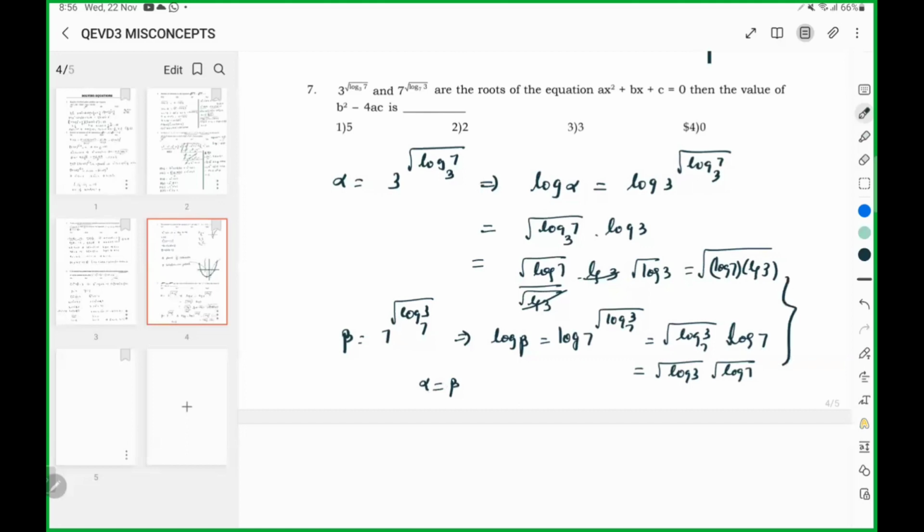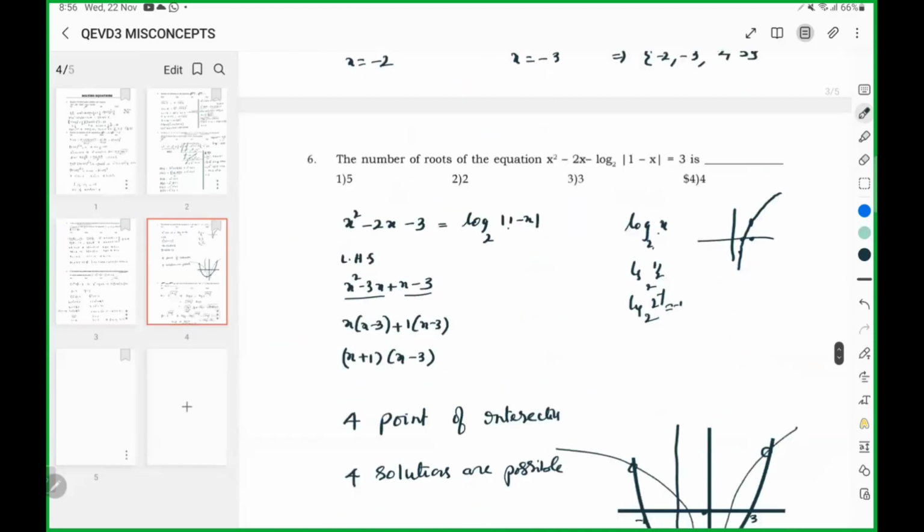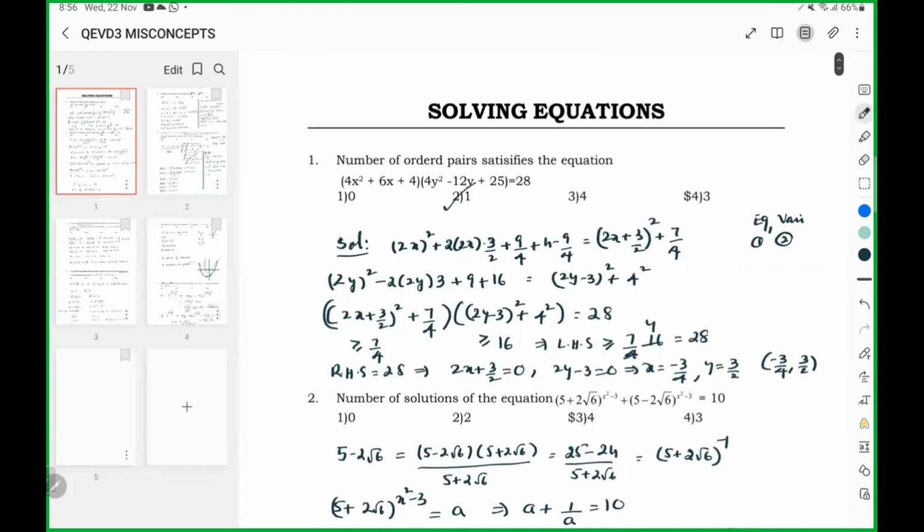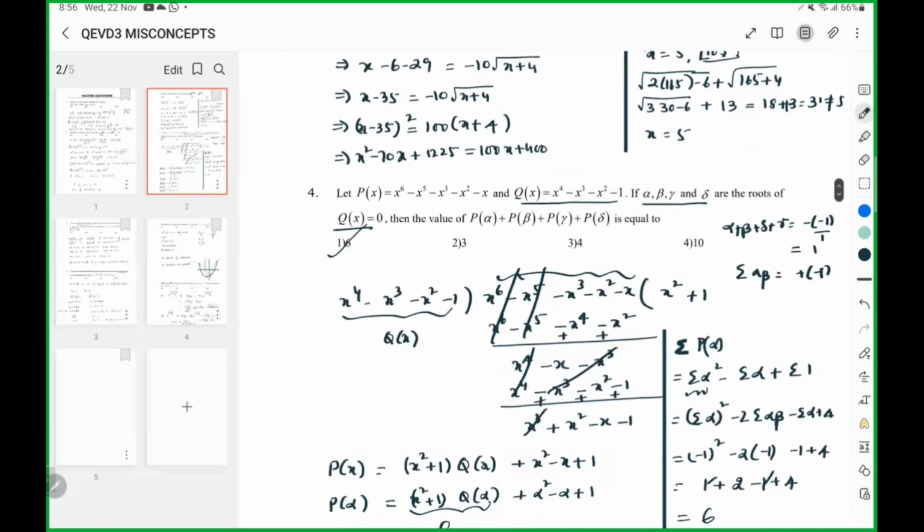Both are the same. When roots are equal, the discriminant is 0. B square minus 4ac is 0. Right. So just go through the questions, interesting questions. So in the next consecutive videos, I will discuss some more problems.